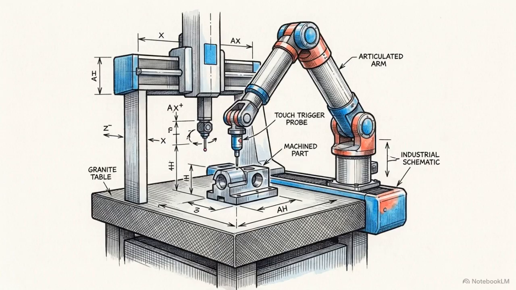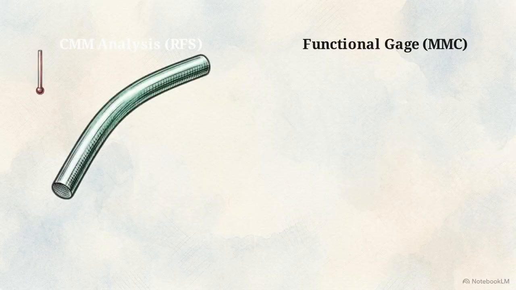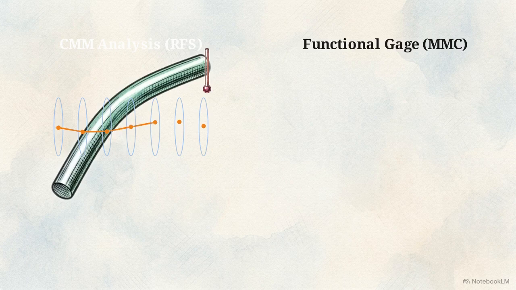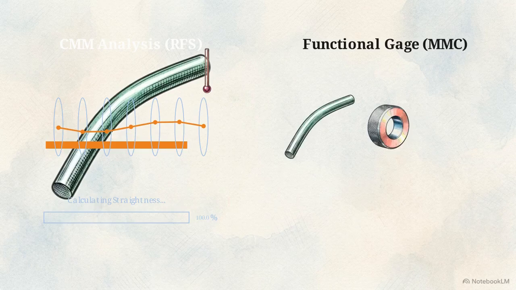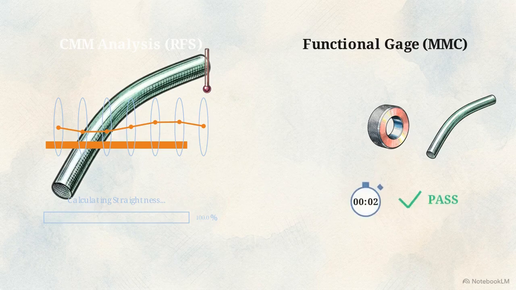If that modifier is left off the drawing, the part has to be inspected on a coordinate measuring machine. An operator must scan multiple cross-sections and run algorithms just to calculate where the derived median line actually sits in space. Adding the maximum material condition modifier turns an abstract engineering requirement into a practical shop floor inspection, replacing slow software analysis with a physical check that takes seconds.